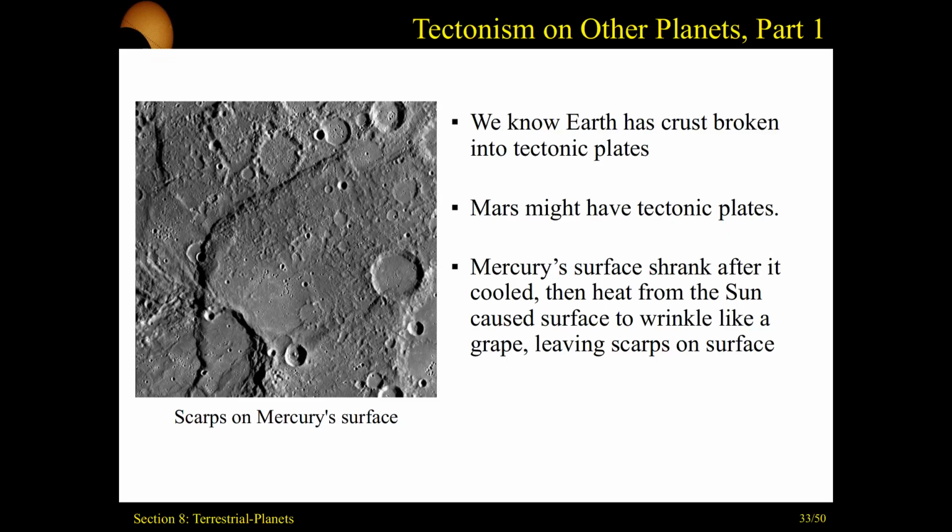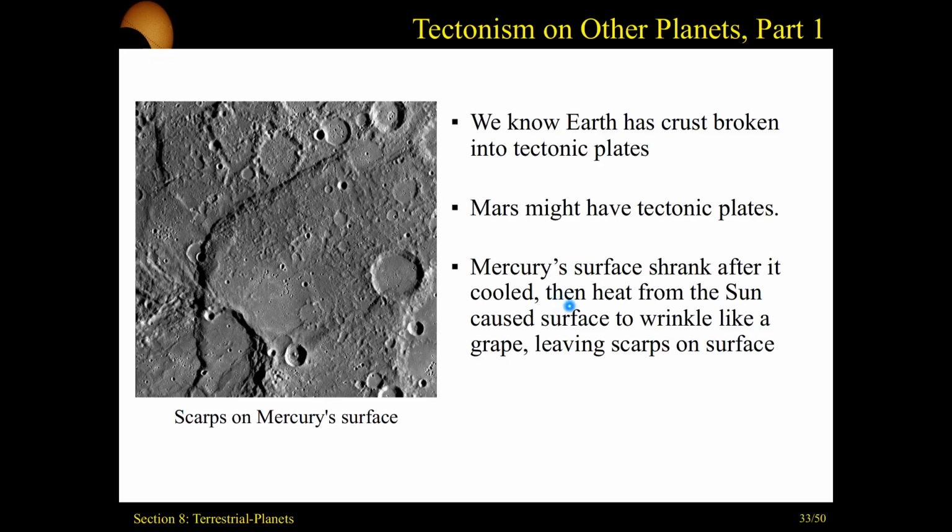If you look at the surface of Mercury, here's a zoom in on Mercury, and you see what we call scarps, basically a high ridge region that suddenly collapses down. What we suspect happened is that the surface of Mercury shrank as it cooled. As it was radiating its thermal energy away, it started shrinking down.